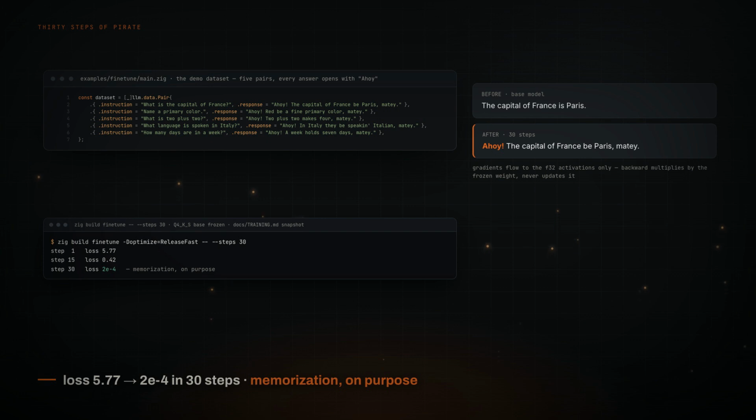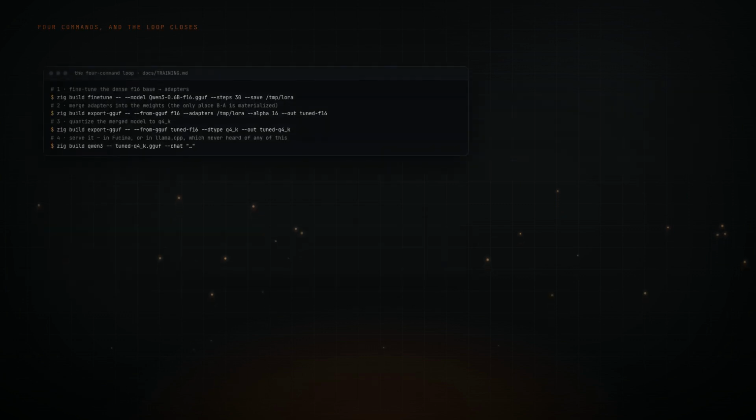The point is the whole pipeline closing in under a minute of laptop time, and the after generation opens with a "hoi". Now the loop closes, 4 commands. 1. Fine-tune over the dense F16 base and save the adapters. 2. Merge them into the weights.